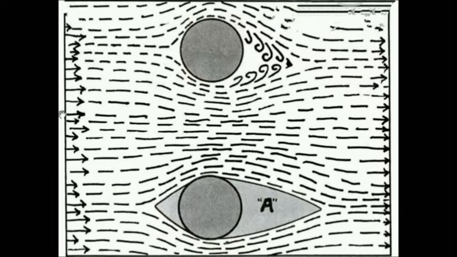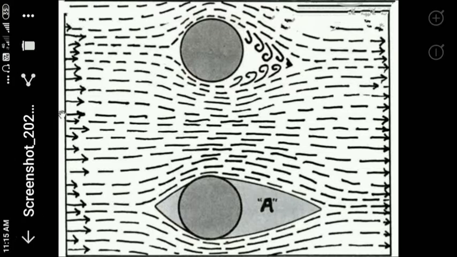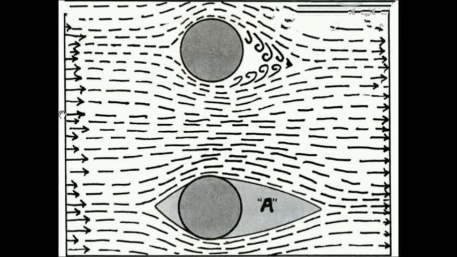Another way to reduce friction is by streamlining our body. Now, what does streamlining mean? Streamlining means to give a shape with pointed ends to a body, like this shape over here. This body marked A over here, it will be easier for this body to move through water or to move through air than this circular body.